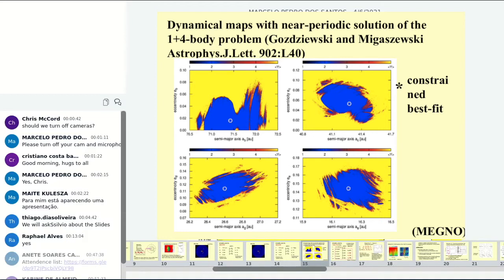But anyway, look, these are the MEGNO figures of the region around the four planets. And the positions of the planets in these solutions fitted by Gozdziewski and Migaszewski are the small dots inside the figure. So the lesson is, we can find for this system a periodic orbit that fits the observations as well as another orbit determination. So this is a system that we don't know if it is indeed periodic or not, but it is interesting to see that the observations are consistent with a periodic motion. So the future will tell us more about that.